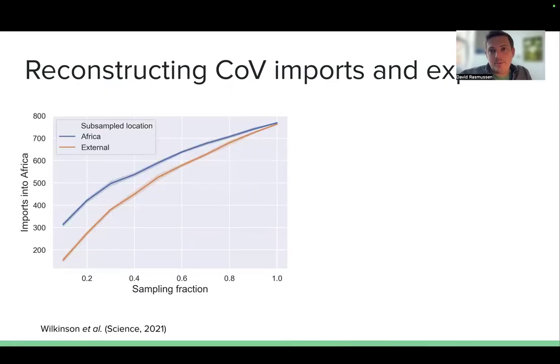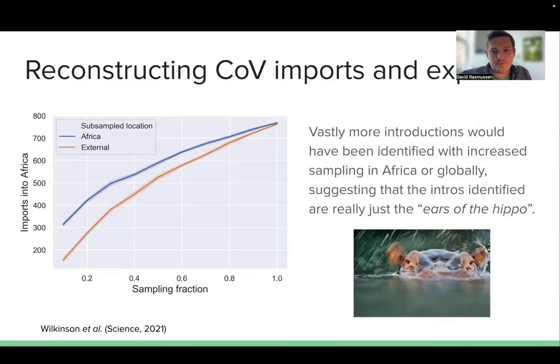And what we found, perhaps not surprisingly, is that as we increase the sampling fraction, either in Africa or for the rest of the world, the number of imports into Africa only grew and grew and grew, suggesting that the more we would have sampled from Africa, if anything, we would have found more and more imports into Africa from the rest of the world, and not necessarily more exports from Africa into the rest of the world.